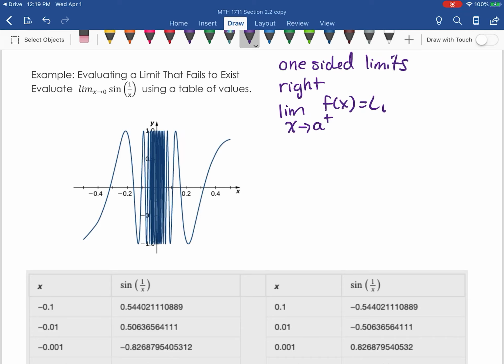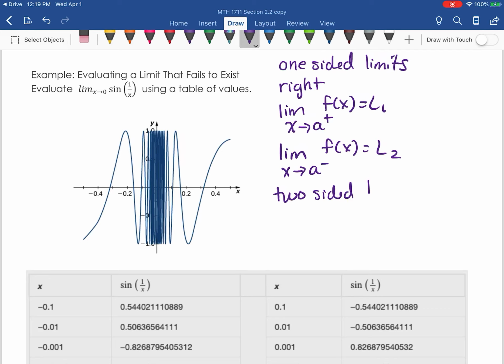So if I was coming from the right and I was approaching A, I would have a little plus sign next to the A to indicate that I was coming from the right, and then my limit, we'll call it L1. If I'm coming from the left, approaching A, then I would have a little negative sign indicating that I'm coming from the left. And I'll call that limit 2.